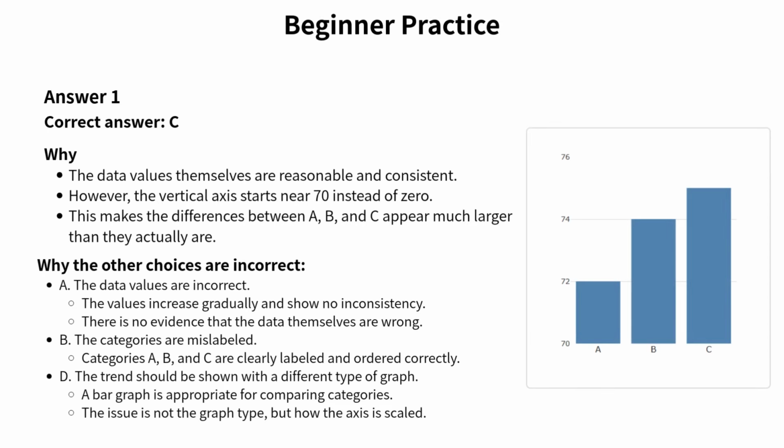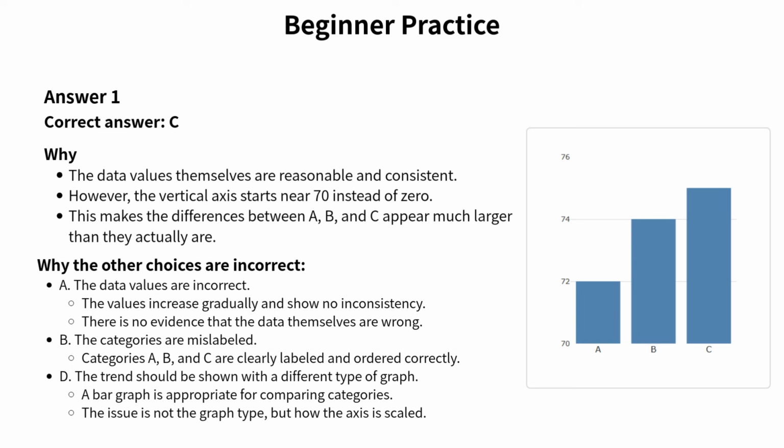Let's go over the answer to this question. The correct answer is C. First, notice that the data values themselves are reasonable and consistent. They increase gradually from A to B to C, and there is no sign that the numbers are incorrect. However, the key issue is how the graph is drawn. The vertical axis starts near 70 instead of 0. When an axis is truncated like this, small numerical differences can appear much larger than they actually are. This exaggerates the visual differences between A, B, and C. That's why choice C is correct. The vertical axis exaggerates the differences.